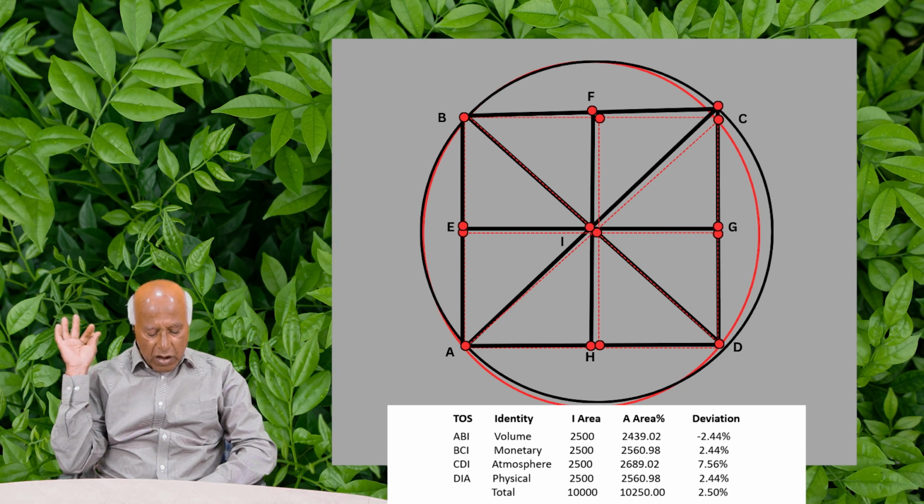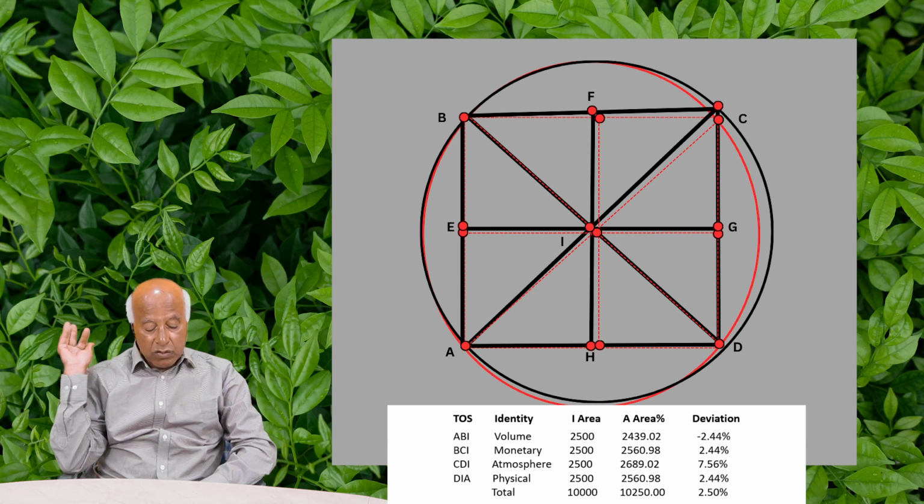2,500. So now the demand volume area, which was ideally 2,500, has come down to 2,439, meaning minus 2.44%. The monetary triangle was 2,500. Now it is 2,560.98, that is 2.44% on the plus side.